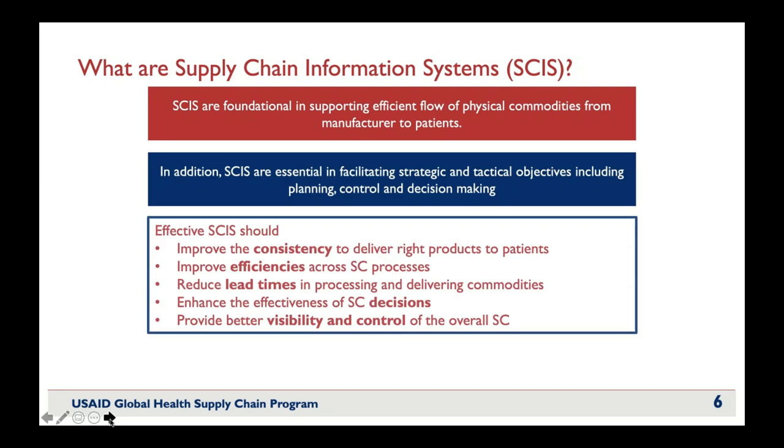So SCIS, in short, should be the foundational system that not only helps move your physical commodities from one point to another, from your manufacturer all the way to end consumers, but it also should ensure that the data associated with those commodities also move in line with those commodity movements, so that the information that you get based on that physical movement helps with your strategic planning, helps with your tactical decisions, but also helps with your operational activities.